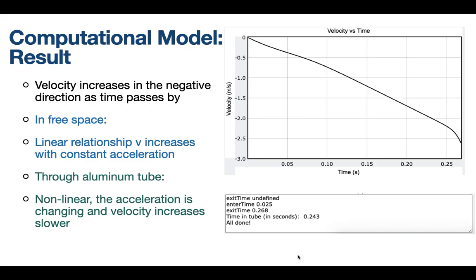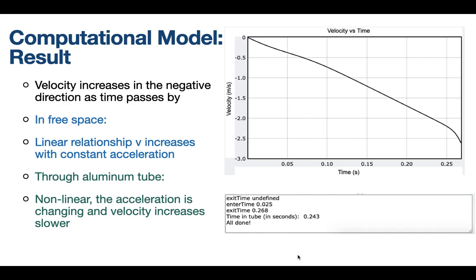This is the computational model result. If you see the graph on the right, you will find the velocity increases in the negative direction as time passes by. We have already known that in free space the velocity versus time relationship is linear, and v increases with constant acceleration in the negative direction. But through the aluminum tube, it's non-linear, and acceleration is changing.